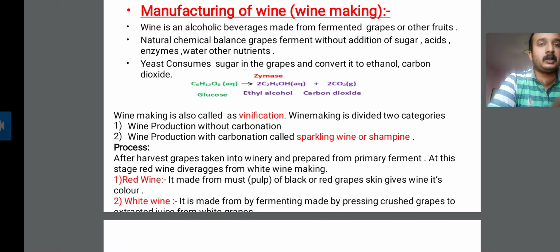Okay, now you have to prepare the grapes for fermentation, from the primary fermentation. At this stage, red wine making diverges from white wine making. Therefore, we first discuss the red wine.